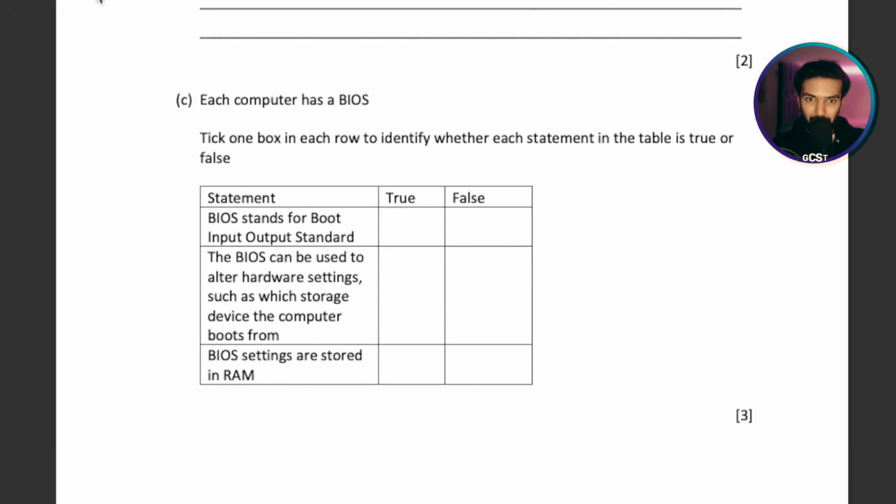Alright, part C. Each computer has a BIOS. Tick one box to identify which is true or false. BIOS stands for boot input output standard. Again, a trick question, but it's false. It should be basic input output. The BIOS can be used to alter hardware settings such as which storage device a computer boots from. That's true. And BIOS settings are stored in the RAM. Again, trick question. It should be ROM, read-only memory. Yeah, it should be basic input output system, not standard.